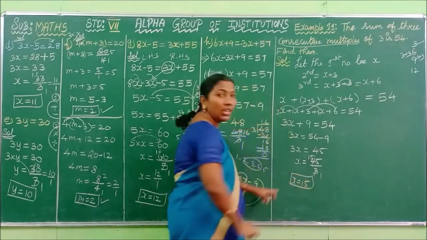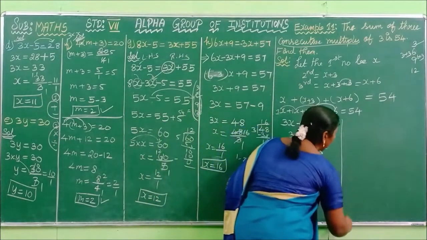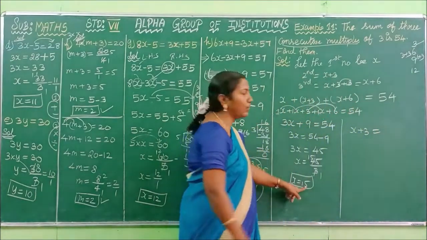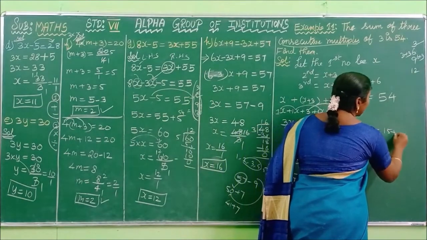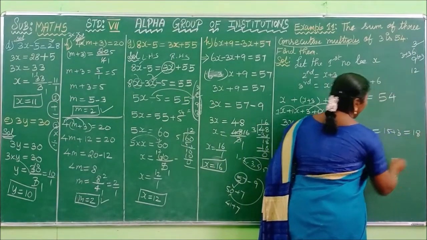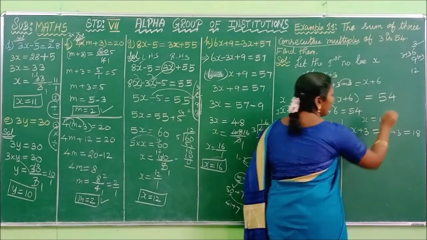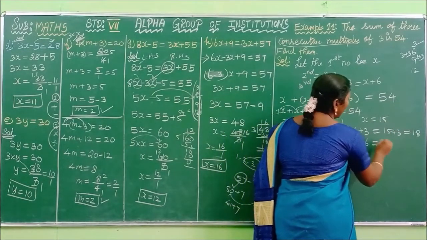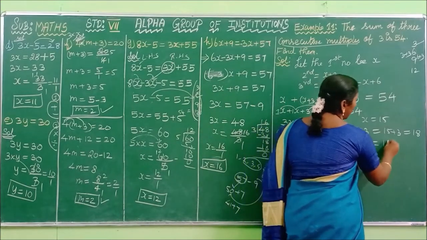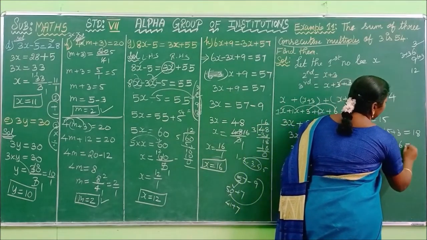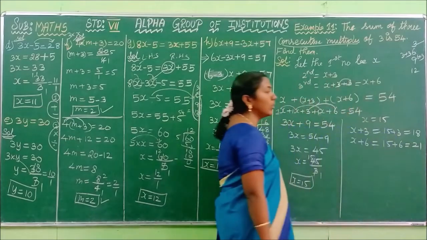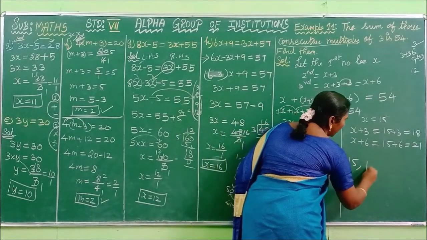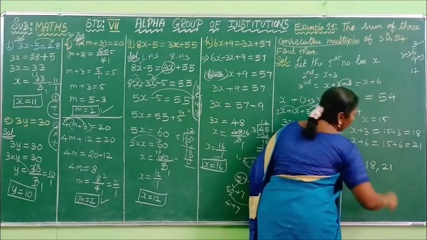Thus we have found out the first number. What is the second number? Second number is x plus 3. You have to add 3 with 15. So 15 plus 3, your second number is 18. First number is 15. What is your third number? x plus 6. So you have to add 6 with 15. So 15 plus 6, what is your number? 21. So what are the three consecutive numbers? The three consecutive numbers are 15, 18, 21.